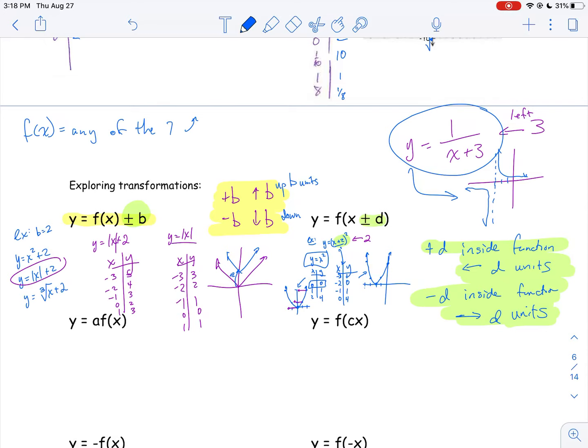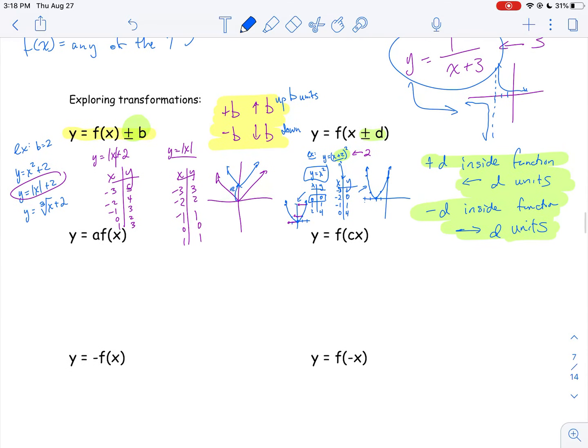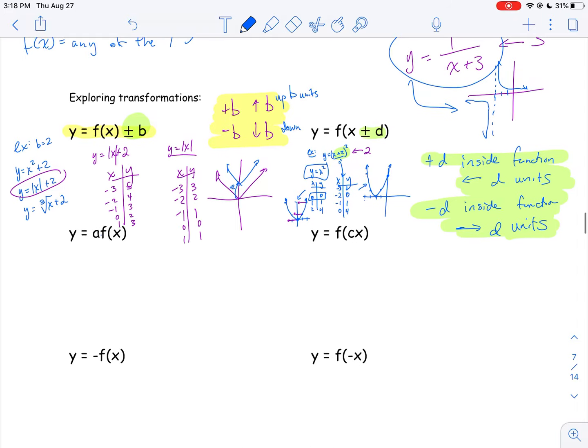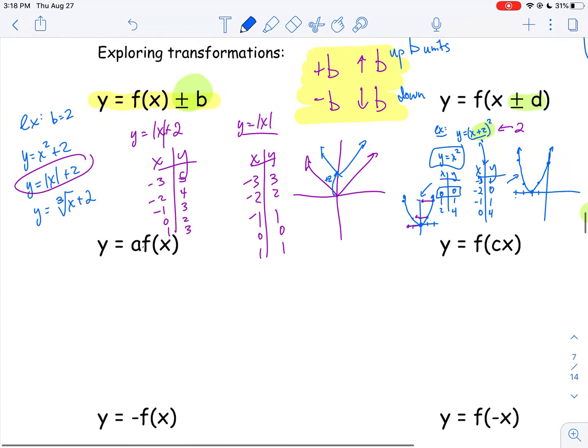All right, so let's take a look here. What happens if I multiply by a number where the a is? So let's think about y equals 3. Actually, let me make this.